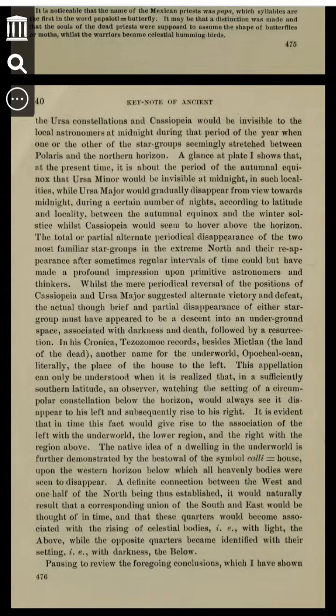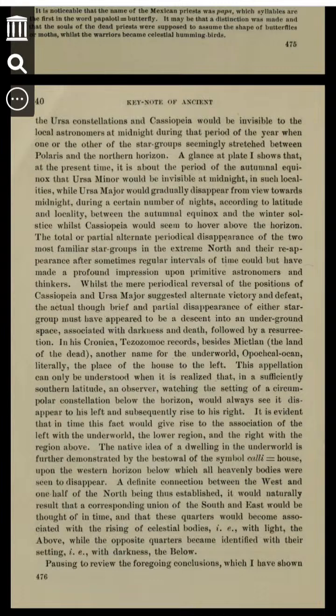All right, and where I left off, I still got that green screen up. The autumnal equinox, the winter solstice, whilst Cassiopeia would seem to hover above the horizon. The total or partial alternate periodical disappearance of the two familiar star groups in the extreme north and their reappearance after sometimes regular intervals of time could but have made a profound impression upon primitive astronomers and thinkers.